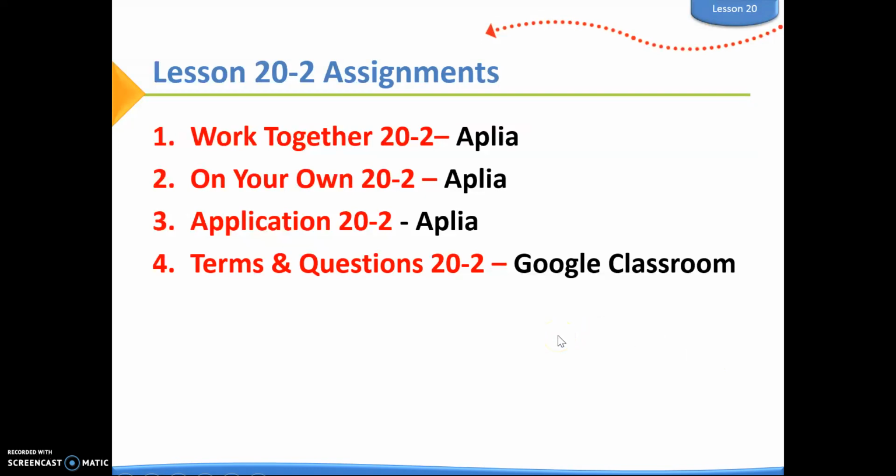So that brings us to the end of the 20-2 lesson. We'll head over and do our work together amount as well.